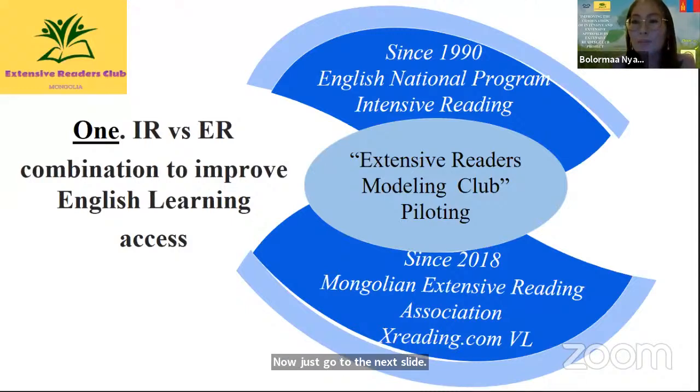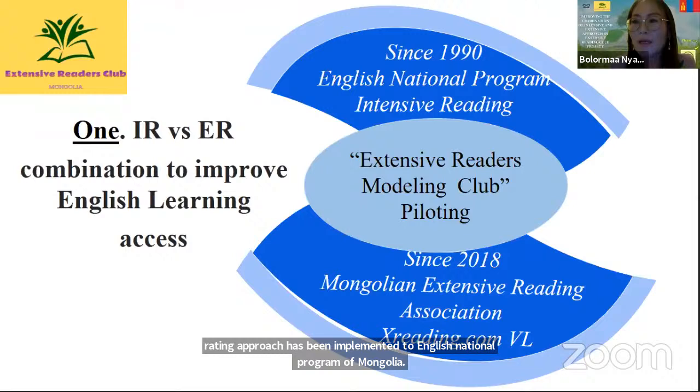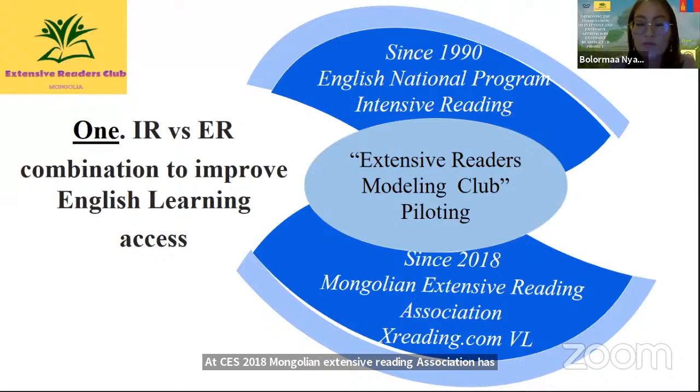In our educational system, since 1990, the intensive reading approach has been implemented in the English National Program of Mongolia. But since 2018, the Mongolian Extensive Reading Association has implemented the extensive reading approach through the Xreading.com virtual library. Now we are trying to combine those 2 approaches in the project named Extensive Readers Model and Club Piloting. This project will be implemented for 2 years. Its results will be reported to policymakers at organizations such as the Ministry of Education and the Institute of Education, and we really hope it will influence the national curriculum of Mongolia.